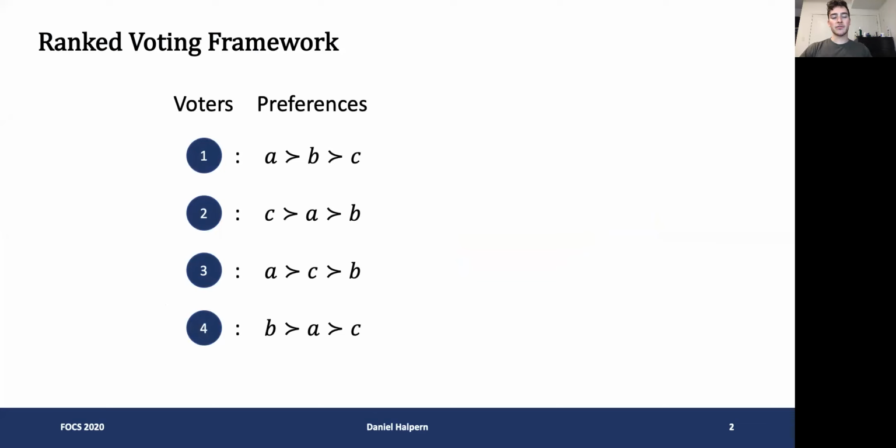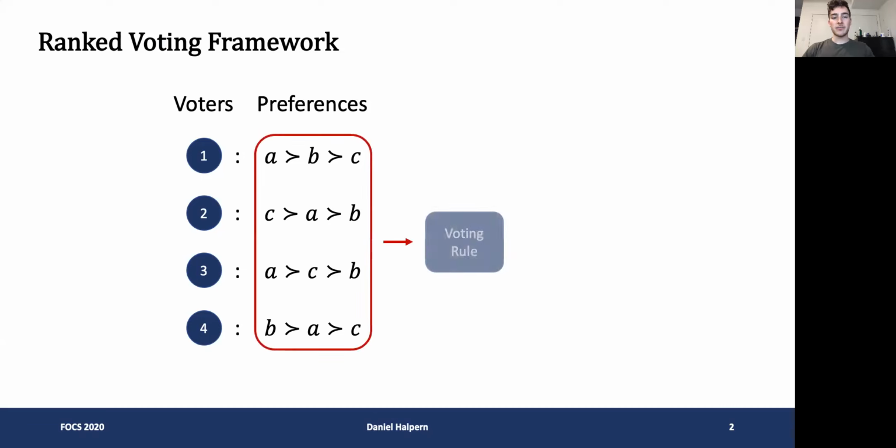And these preferences are ranked in the sense that voters tell us their ordering over the candidates. So the way to interpret this is that voter 1 prefers candidate A the most, followed by candidate B, followed by candidate C. These preferences are fed into what we call a voting rule, which then chooses and outputs a single winning candidate, in this case, candidate A. In this talk, I'll mainly be focusing on deterministic rules, so we can really just think of this voting rule as a function. It takes a preference as input and outputs a winning candidate.